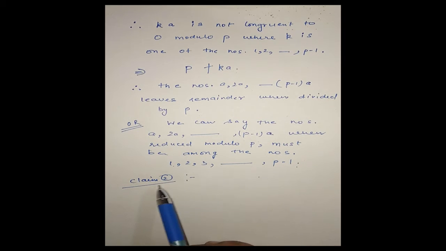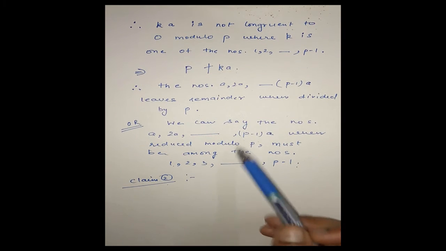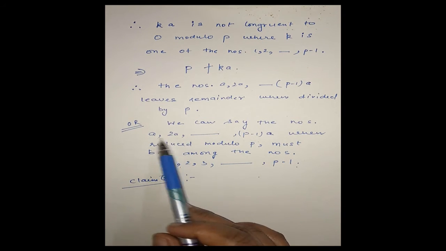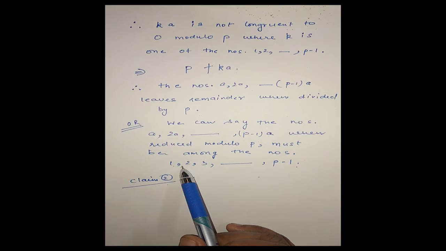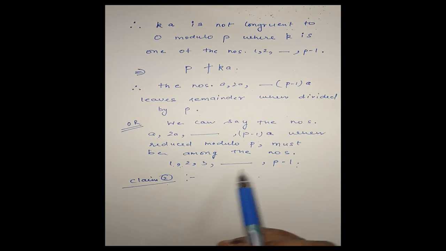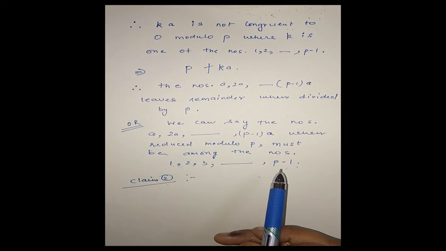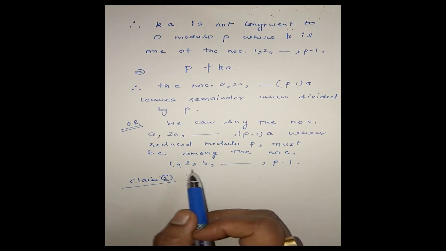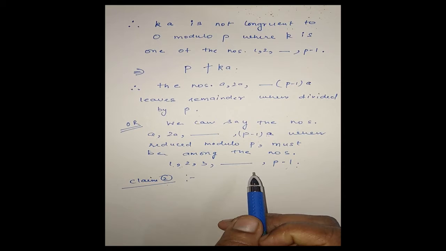Okay. Now next we will prove that the remainders are all distinct. That means all these numbers will leave different remainders. Among these, we will have different remainders. No two numbers from this have the same remainder. That is our next claim.